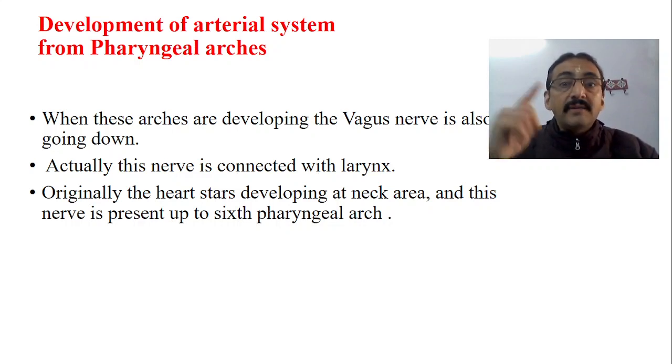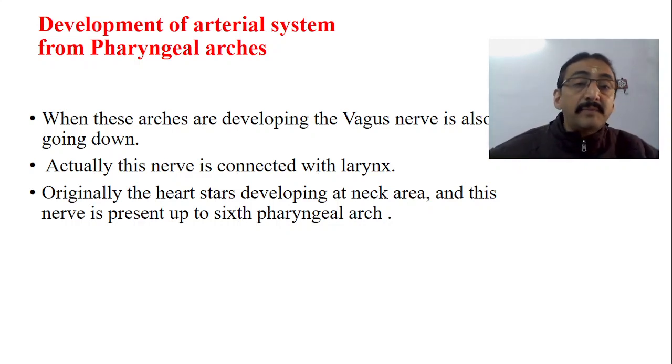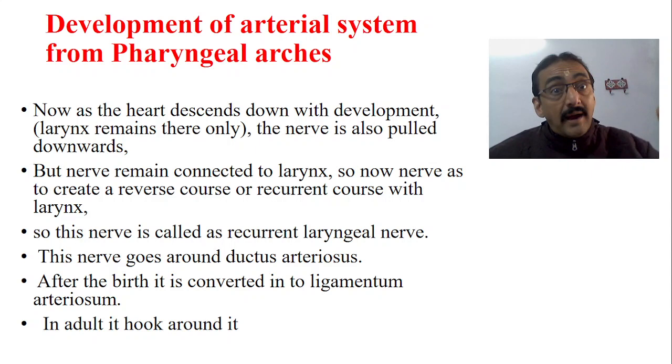Originally, the heart is developing from the neck area, and this nerve is present up to the sixth pharyngeal arch. Now, as the heart descends with development, the larynx remains there, but the nerve is pulled downwards. The nerve remains connected with the larynx and didn't disconnect. But as the heart comes down, the vagus nerve also comes down with the heart.